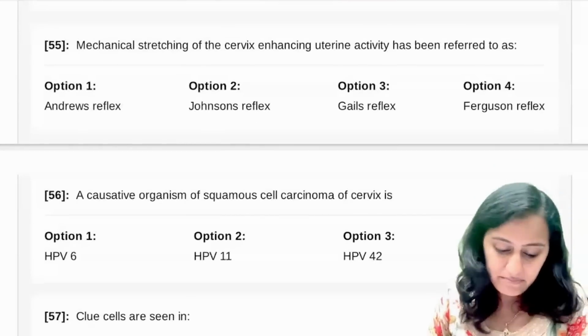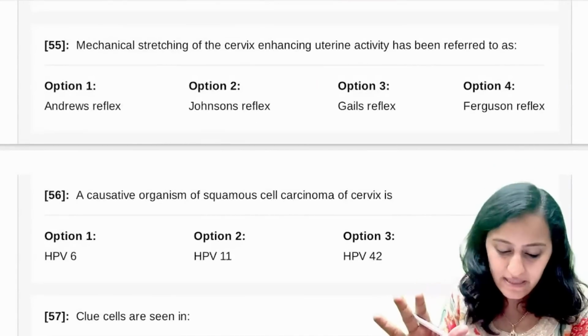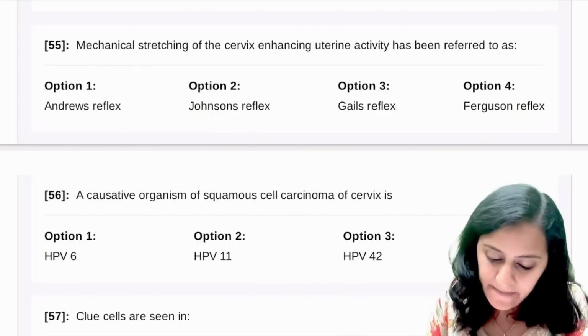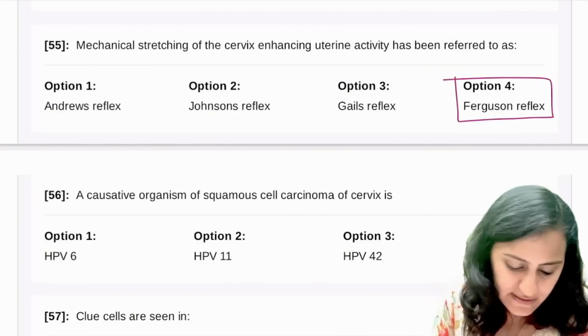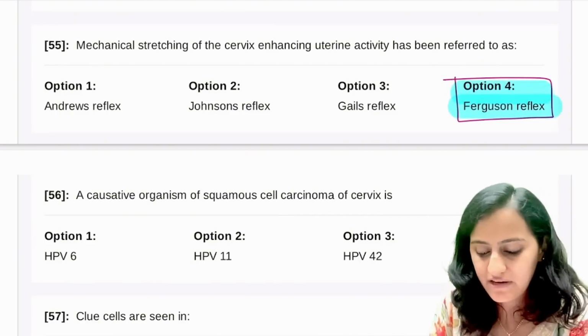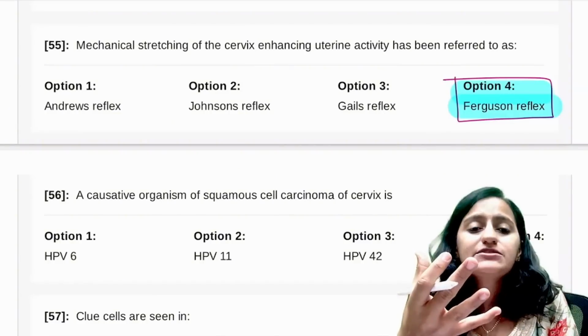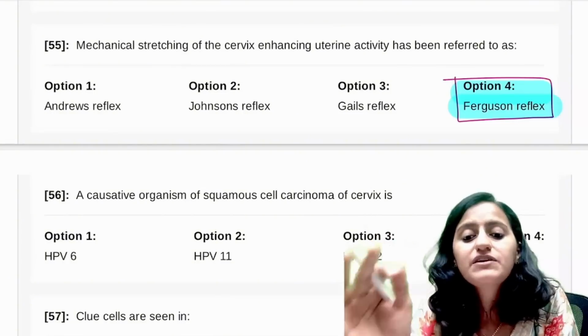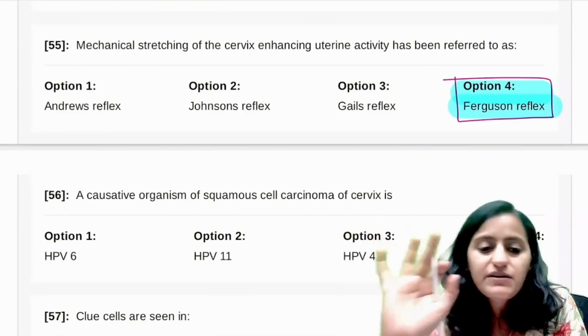Next one. Mechanical stretching of the cervix enhances the uterine activity. What is the name of this reflex? Just a one-liner fact. Remember, this is called Ferguson's reflex. Cervical stretching, cervical dilatation, inducing the uterine activity. This is called Ferguson reflex.